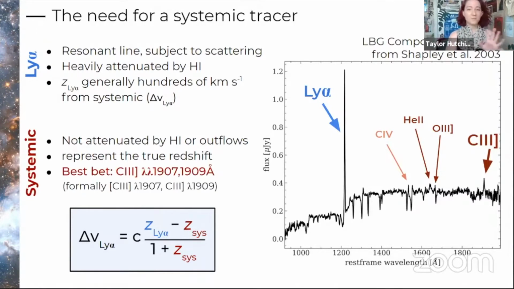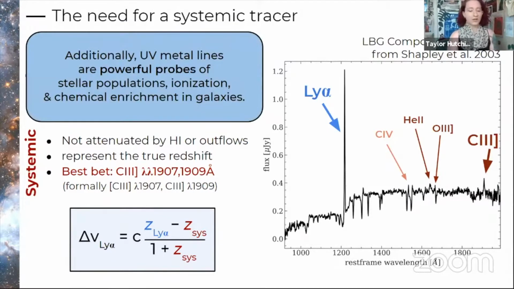And if you really want to pick a particular line for follow-up, if you have Lyman Alpha already, you would probably have the best bet with carbon-3, just because it's often the second brightest line after Lyman Alpha in the rest frame ultraviolet for these high redshift, low metallicity, high ionization galaxies, and also it's pretty ubiquitous for galaxies at these redshifts. But in general, all of these UV metal lines are really powerful probes of what's going on within the stellar populations, give you insight into the ionization in these sources, and also tell you a little bit about the chemical enrichment in these galaxies. So all of it's really powerful.